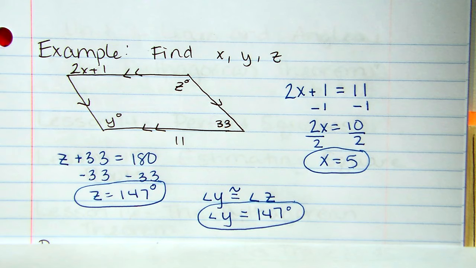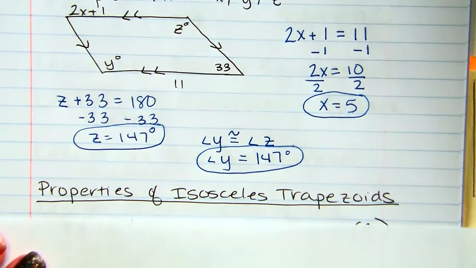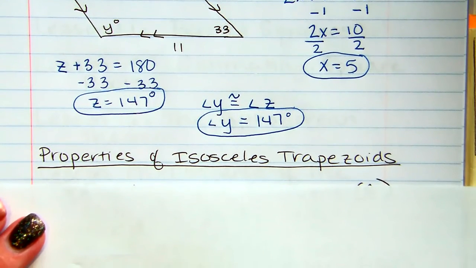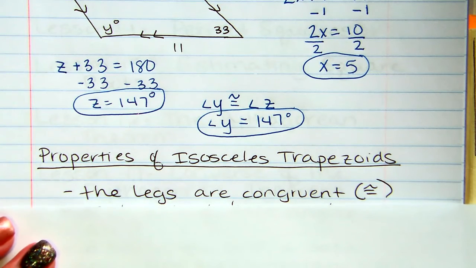Now, just as parallelograms have properties, trapezoids also have properties. So, like I said before, we are going to be focusing on properties of isosceles trapezoids. So, when we talk about an isosceles trapezoid, the legs are congruent.